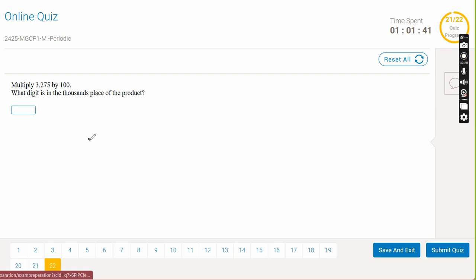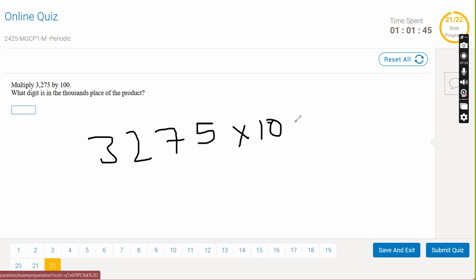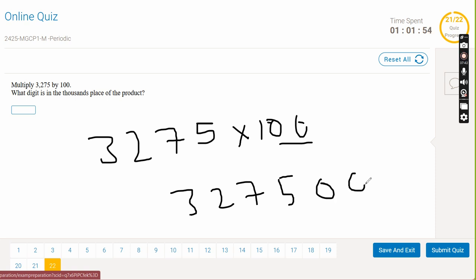Here, of course, you will be multiplying 3275 by 100. When we multiply, we just add the number of zeros. So 3275, 0, 0. And now, after you solve it, because they want you to multiply first, then you check where the thousand place of the product is. So the product is this when you're done multiplying it. So this is the units, tens, hundreds, and thousands. Where is the thousands? It's 7.